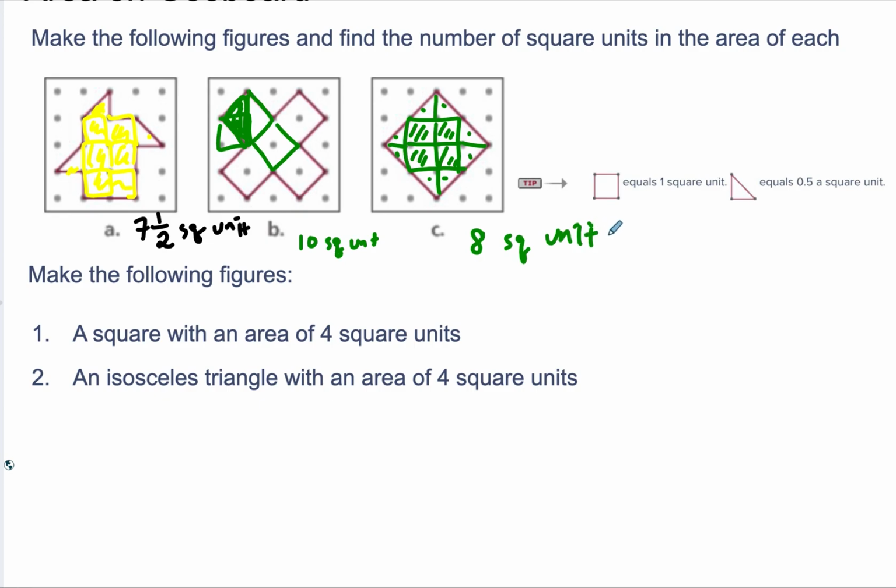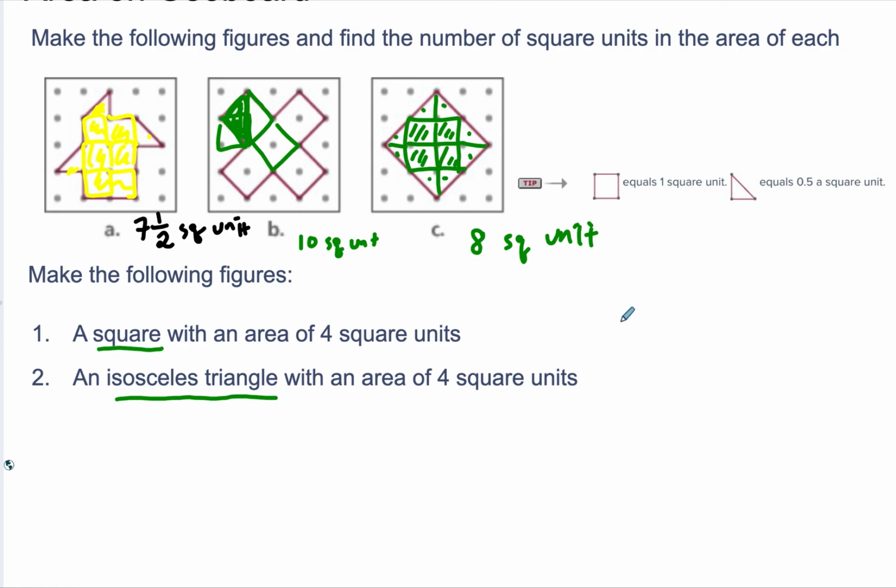Are we good? Okay, now I want you guys to think about making the following figures: a square with an area of 4 square units and an isosceles triangle with an area of 4 square units. In order to do these, you need to understand the definition of a square and isosceles triangle. What does a square mean? What does isosceles triangle mean? So a square is a unique rectangle, and it is also a parallelogram too.